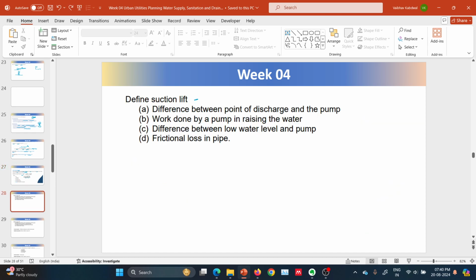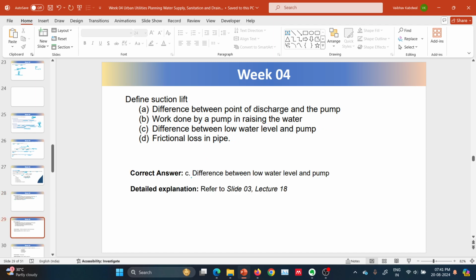Define suction lift. Is the suction lift the difference between the point of discharge and pump? No. Work done by the pump in raising the water? No. Difference between low water level and pump? Yes. Is this the friction loss in the pipe? No. Work done by the pump in raising the water, this is not the suction lift. So this is the suction lift. The answer is C, difference between the low water level and the pump.